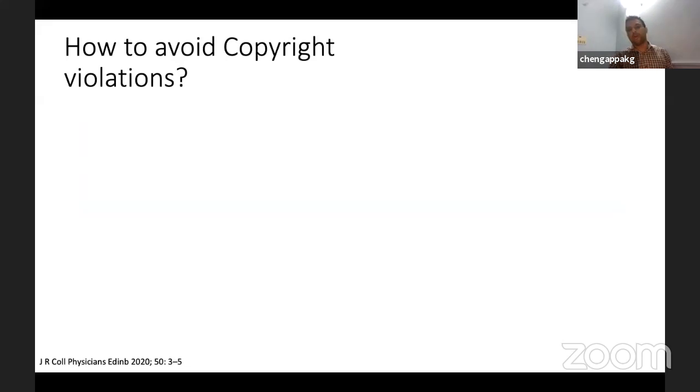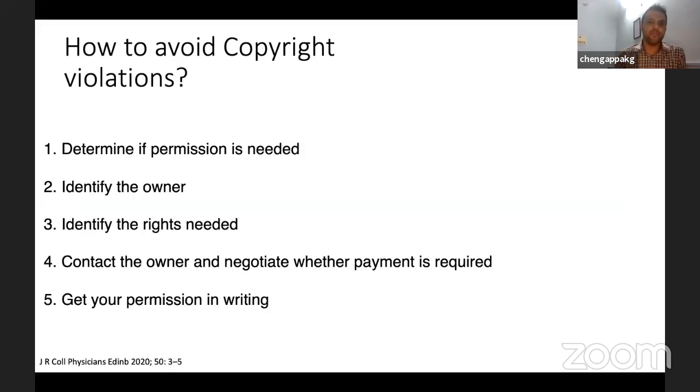So how can you avoid copyright violations? First of all, we have to determine if permission to reproduce is required. If there is, how we are going to determine that, we'll discuss. Then once you determine that permission is required, you identify the owner. We just discussed how to identify the owner. We look at the copyright symbol in a manuscript, and that individual is the owner. And then identify the rights needed. What all rights do you need?